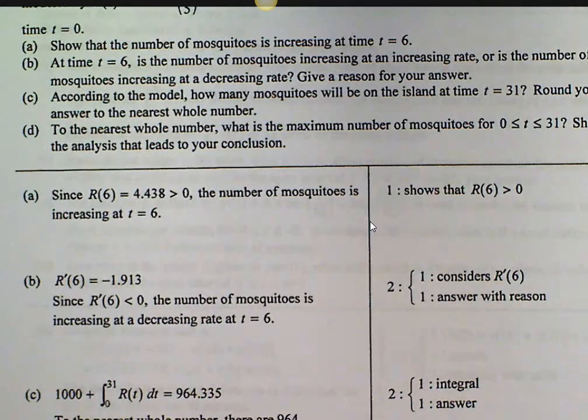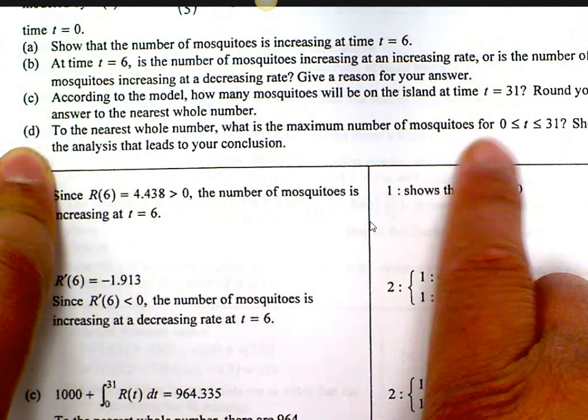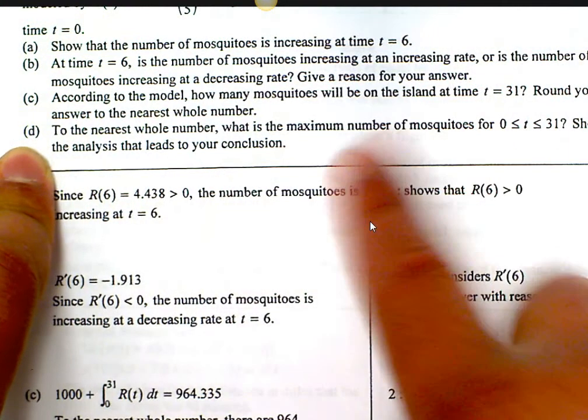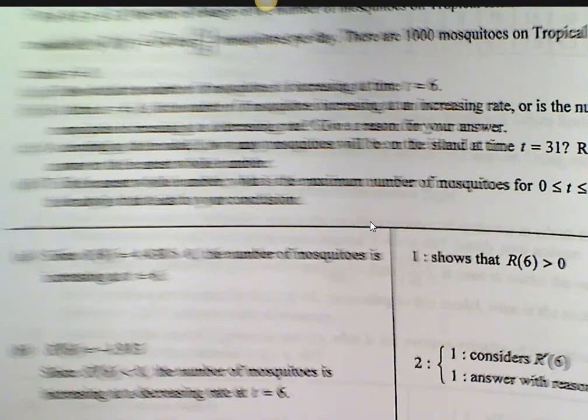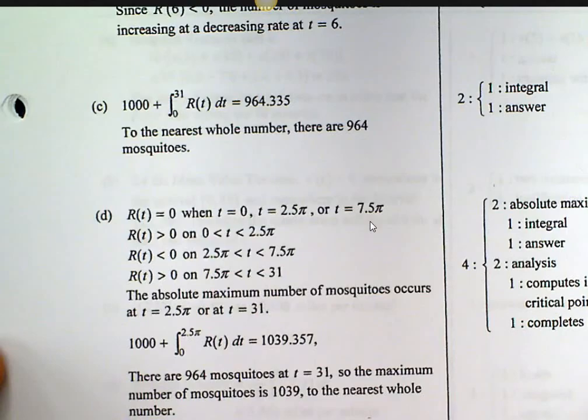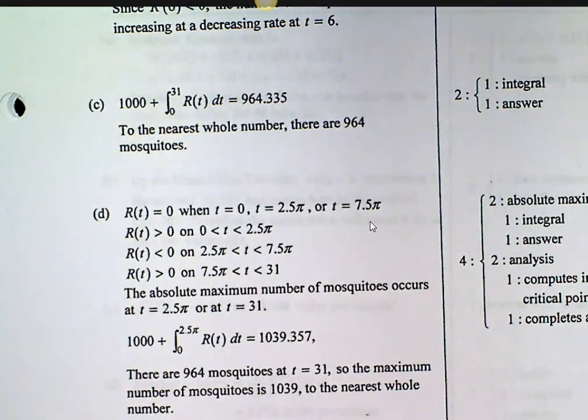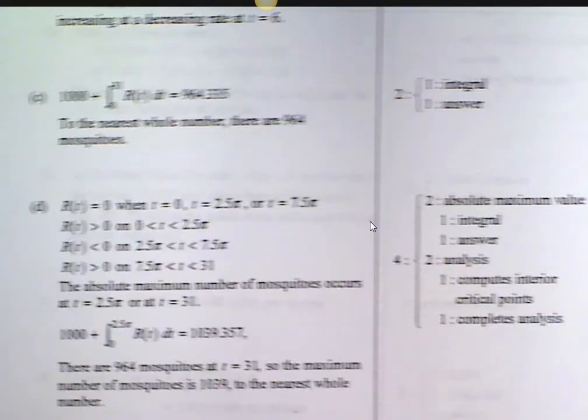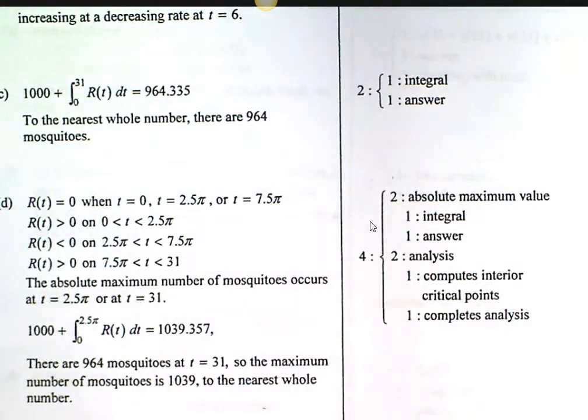Last one. To the nearest whole number, what is the maximum number of mosquitoes from 0 to 31? Show the analysis that leads to your conclusion. Okay? So, wow, this was a lot of points here.